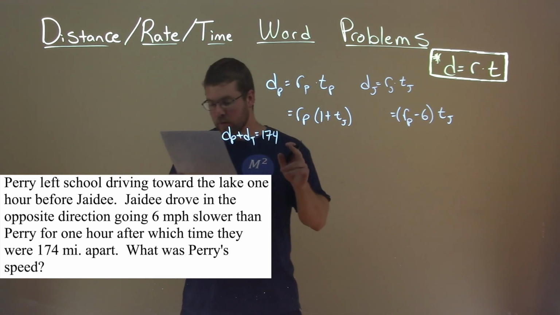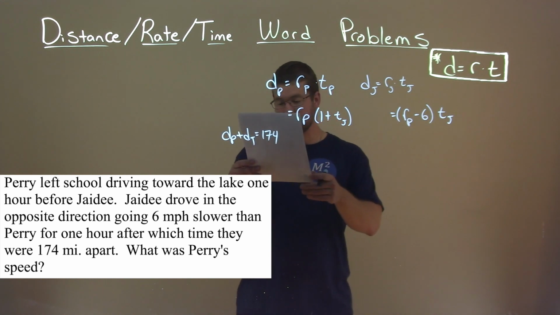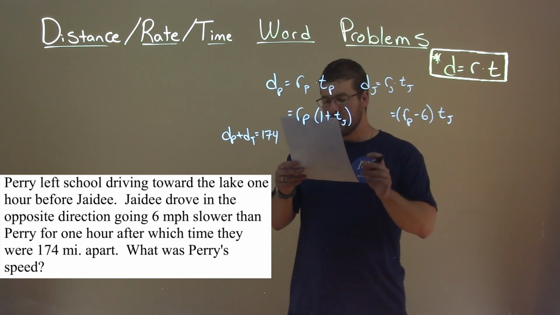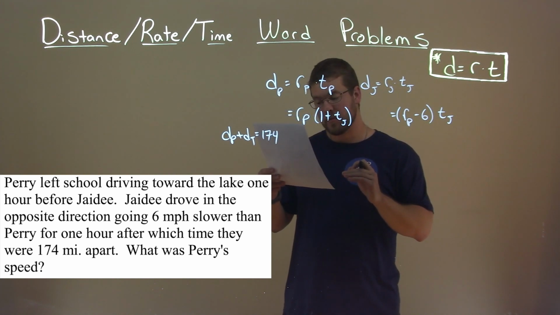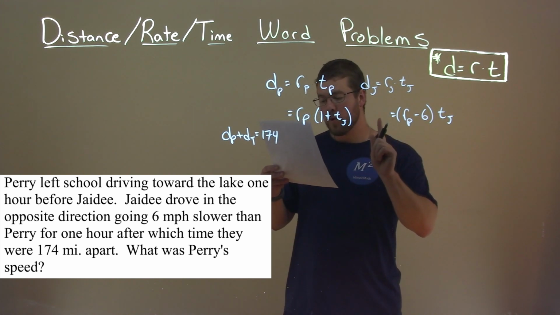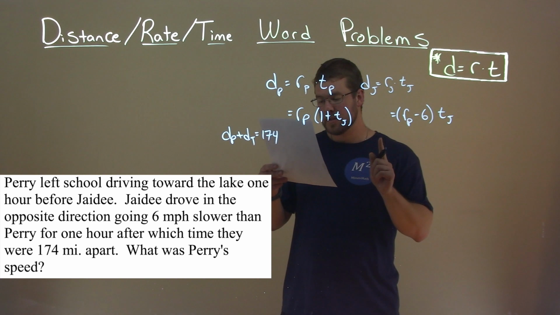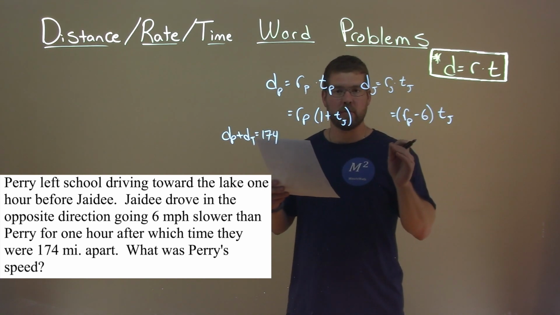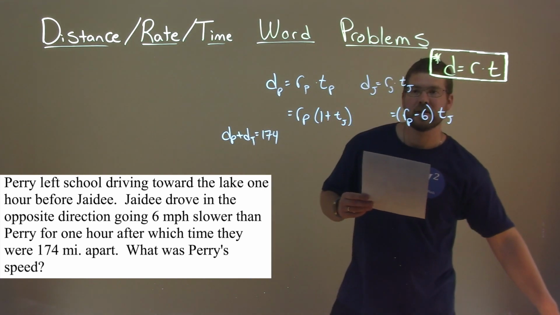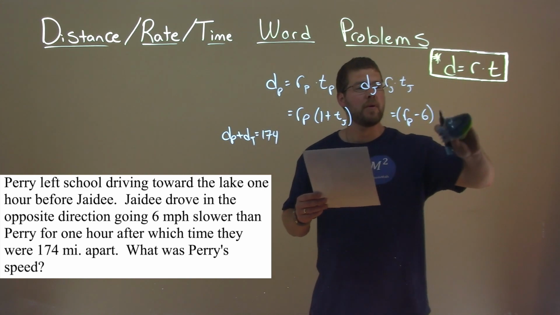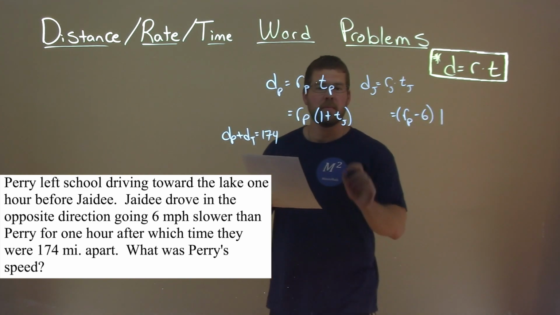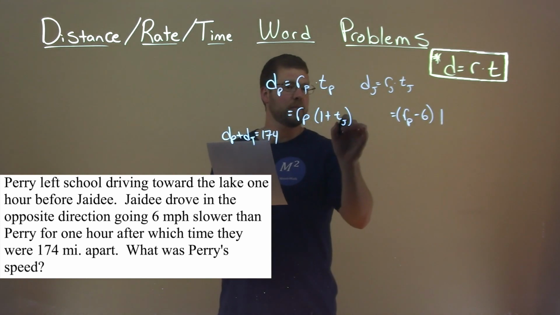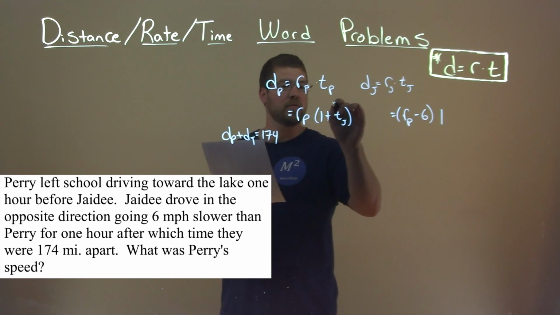Alright, there's actually one more thing I missed. Let me make sure I catch it here. They said with JD, right? JD drove the opposite direction, going 6 miles per hour slower than Perry for 1 hour, after which time they were 174 miles apart. So JD was only driving for 1 hour, right here, meaning we can figure that out here, right? This time of JD is just 1.